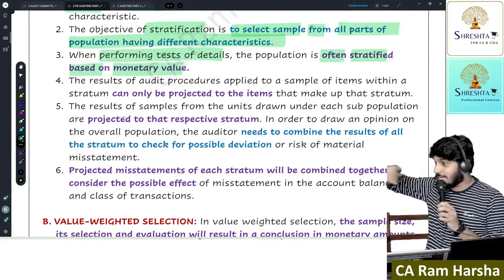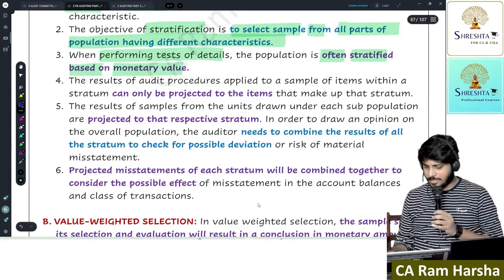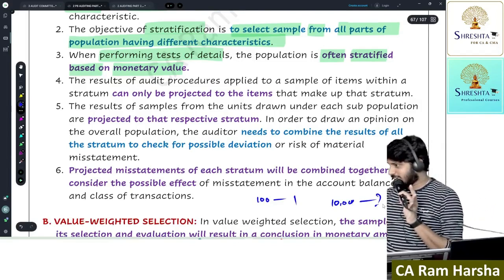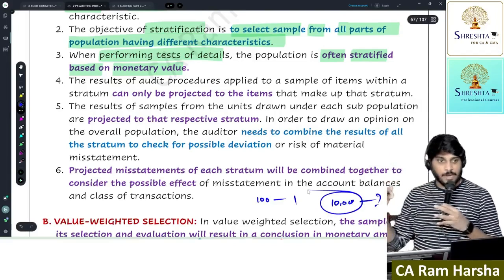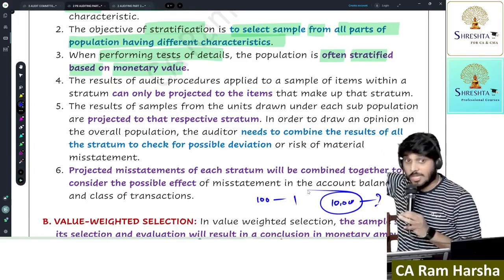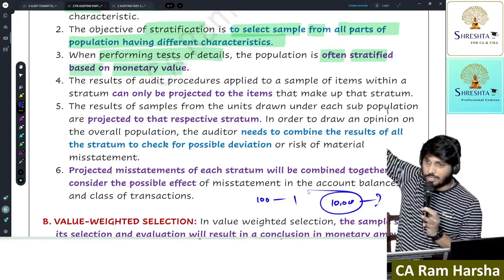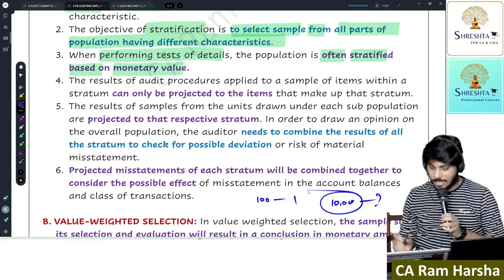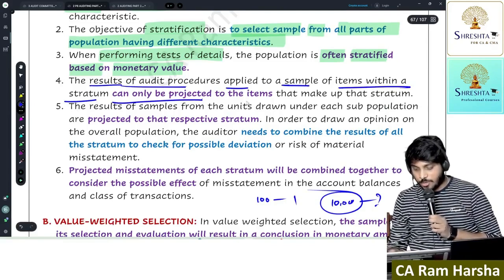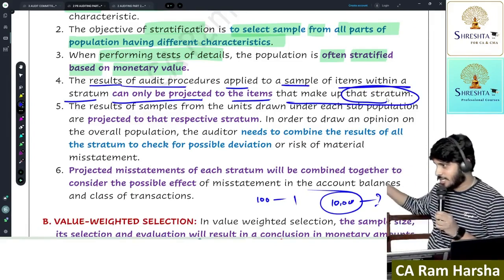We need to project to that stratum. Generally in sampling, suppose out of 100 one mistake is there, out of 10,000 how many? This is what projection means. But when we divide this 10,000 into subparts, should projection be made to the total gross population or to the subpopulations? Subpopulations. So projection should be made for each subpart, and the total projection we should make to the population. Understood or not? So the results of audit procedures applied to a sample within a stratum can only be projected to the items that make up that stratum. Able to understand? Every sentence, you see how you can correlate.